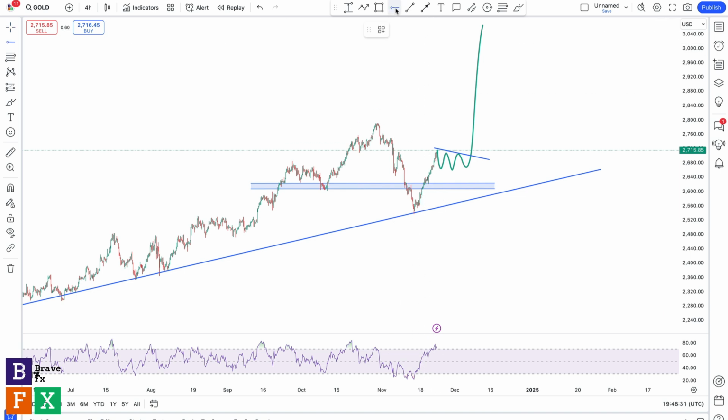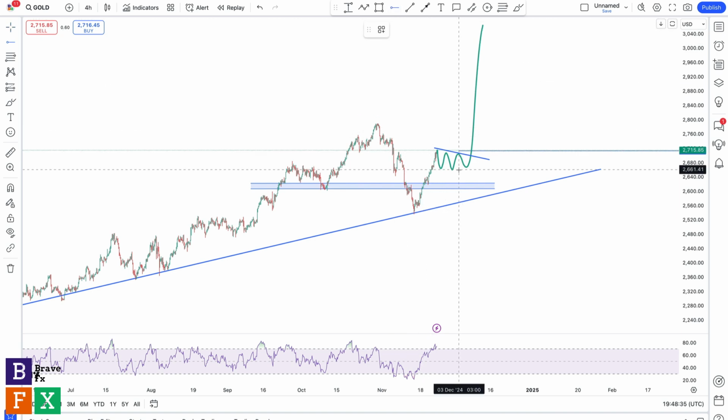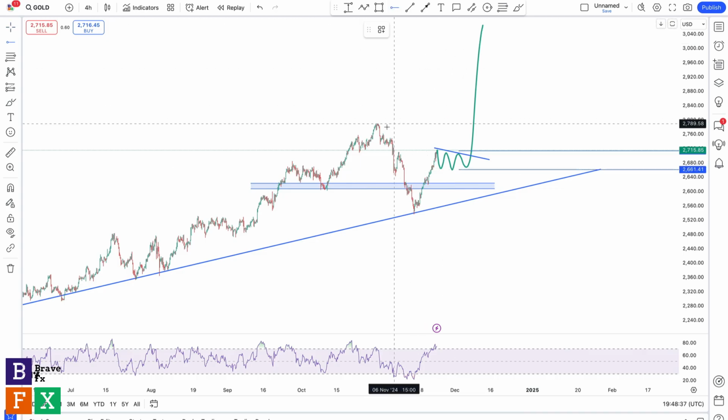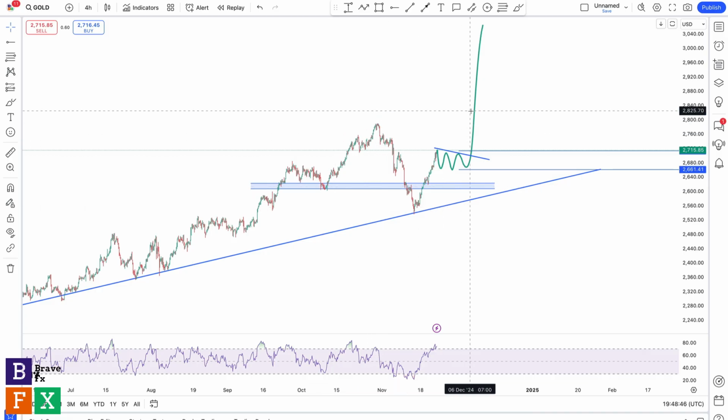So this will mean entering at the breakout of the consolidation, stop loss being underneath the consolidation, at least at the breakout. First take profit target obviously is going to be at these highs. Then you can trade the rest of the positions as we go higher. So this is my bullish case scenario for gold.